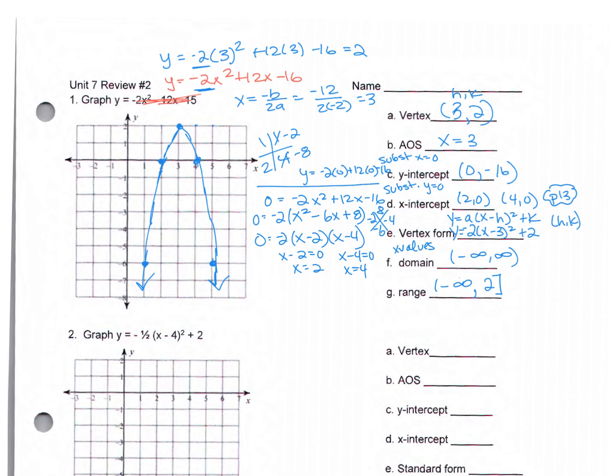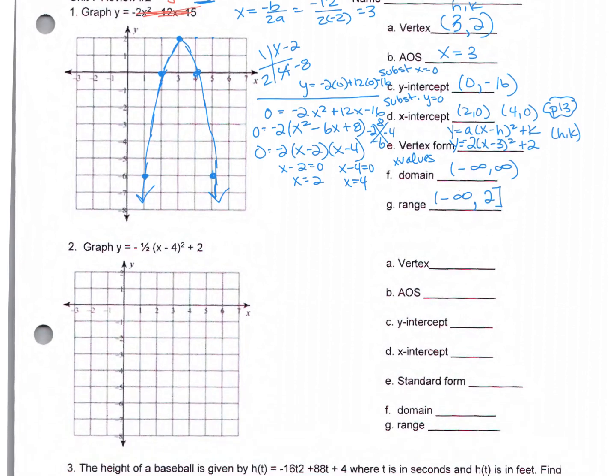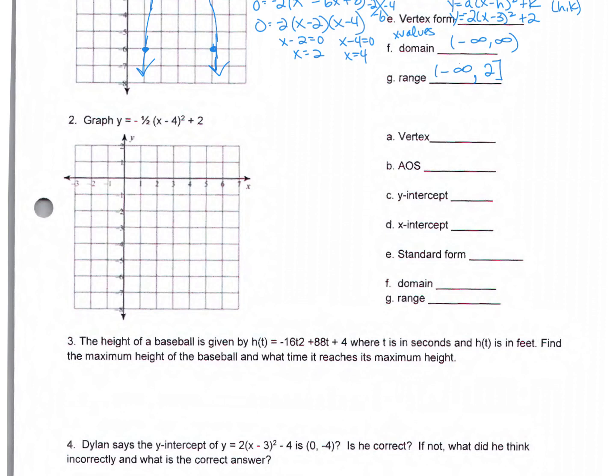So let's look at this next problem. Let me slide my page up. This is another graphing problem. This one's in vertex form. So I'm going to just grab out that vertex of 4, 2. So let's put a dot at 4, 2. Now my a value is negative 1/2.